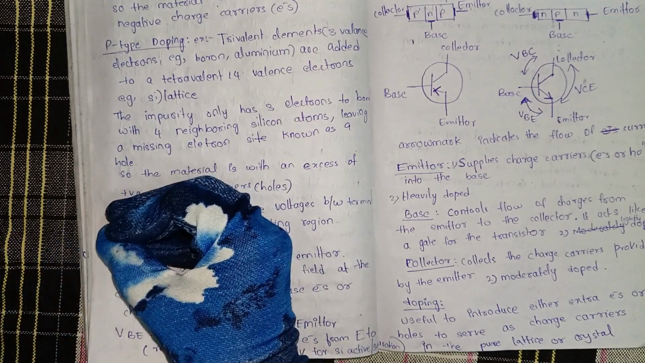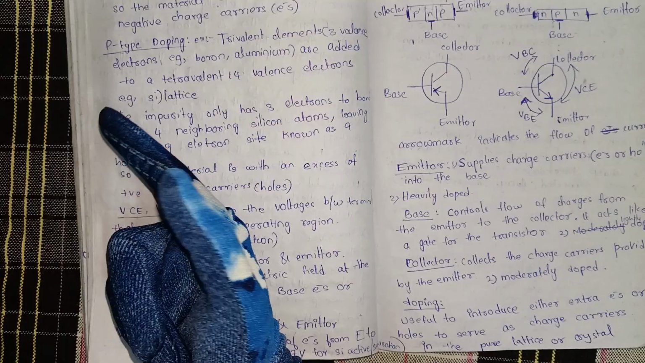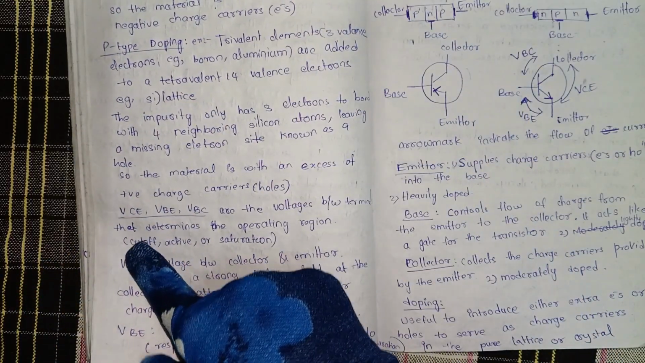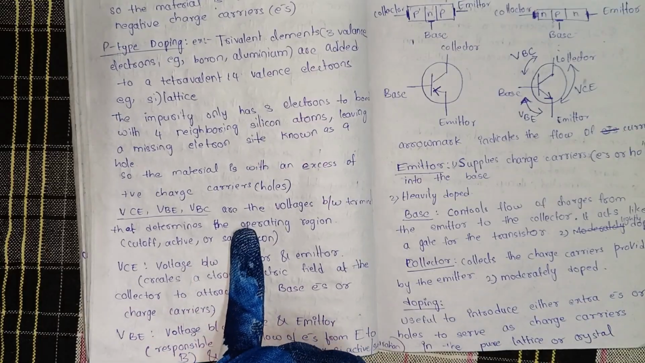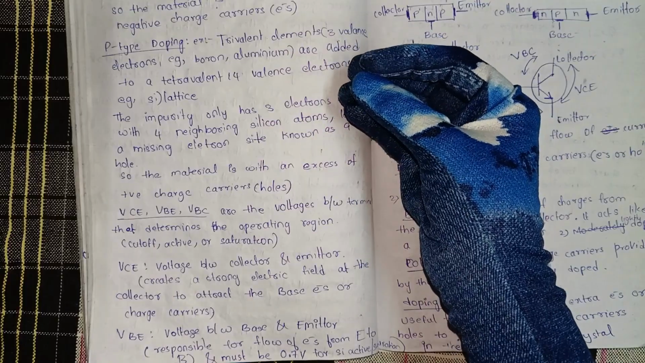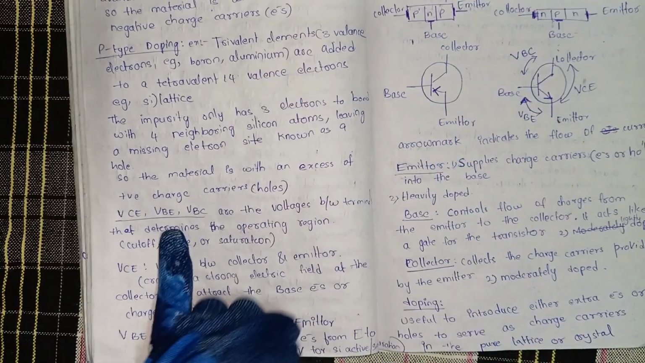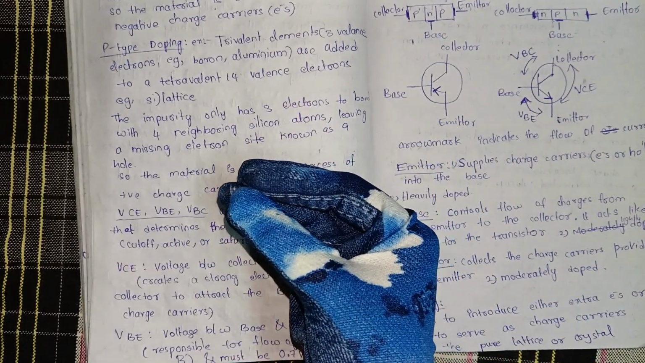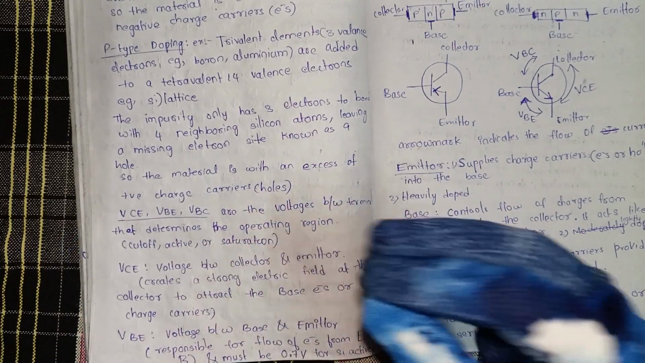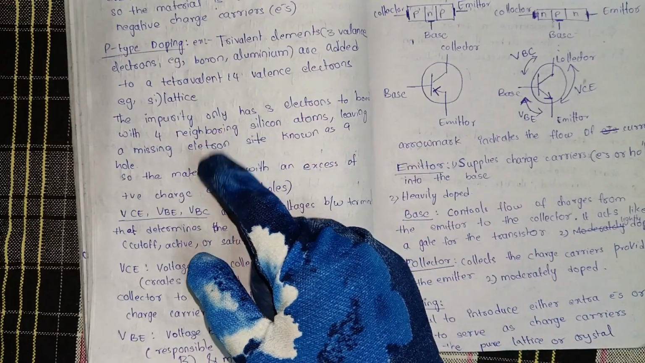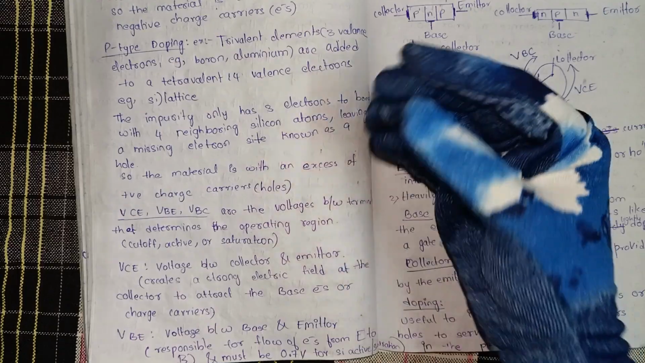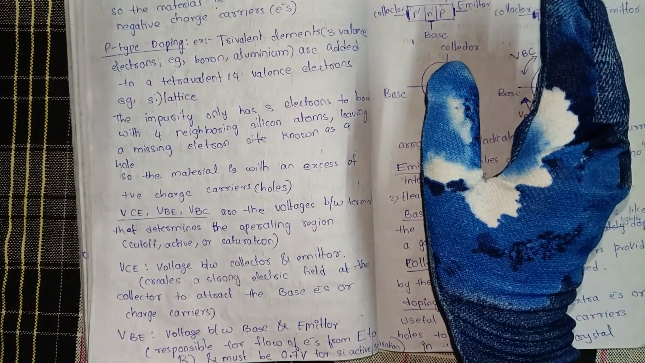In the previous class I talked about the cutoff region, active region and saturation region of a semiconductor diode. For a BJT, a bipolar junction transistor, the cutoff, active and saturation regions are different, so ignore those points about the cutoff, active and saturation regions that I mentioned in the previous class.